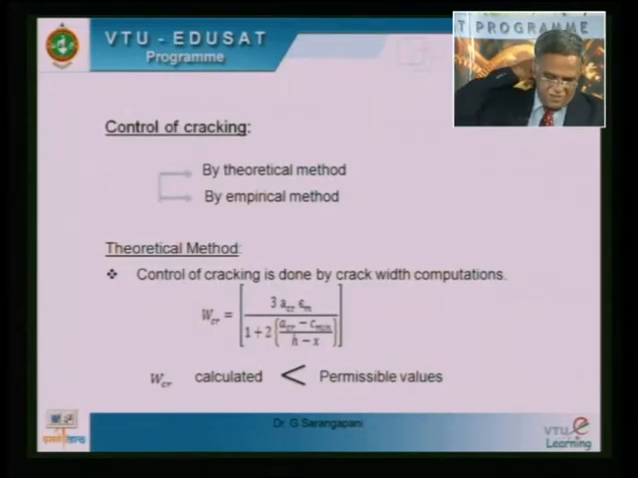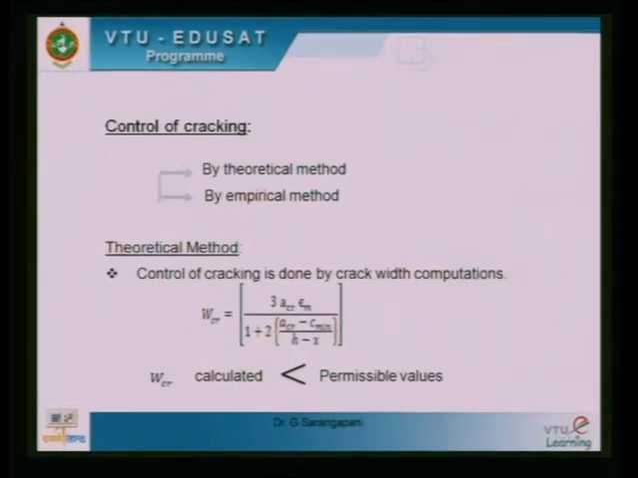One has to understand the permissible crack width so that one can know whether the building has reached its limit state of serviceability in cracking. Now, as I discussed the control of deflection, I am going to discuss the control of cracking. There are two methods to know whether the cracking is within the limits or not.